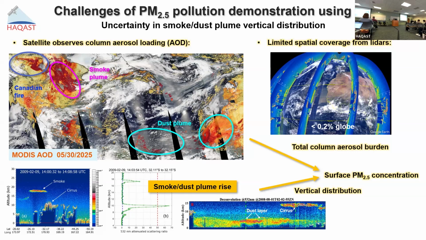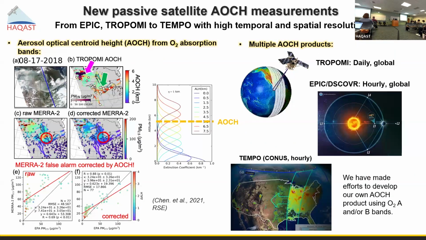However, this two-dimensional information of total column aerosol burden is not enough to derive the surface PM2.5 concentration, since the smoke and dust plumes can rise to high altitude during transport. That means aerosol vertical distribution measurements are necessary. The active remote sensing measurements from the LiDAR provide really robust, accurate aerosol extinction profiles, which are really useful to derive the surface PM2.5, but its direct application is limited due to the low spatial coverage.